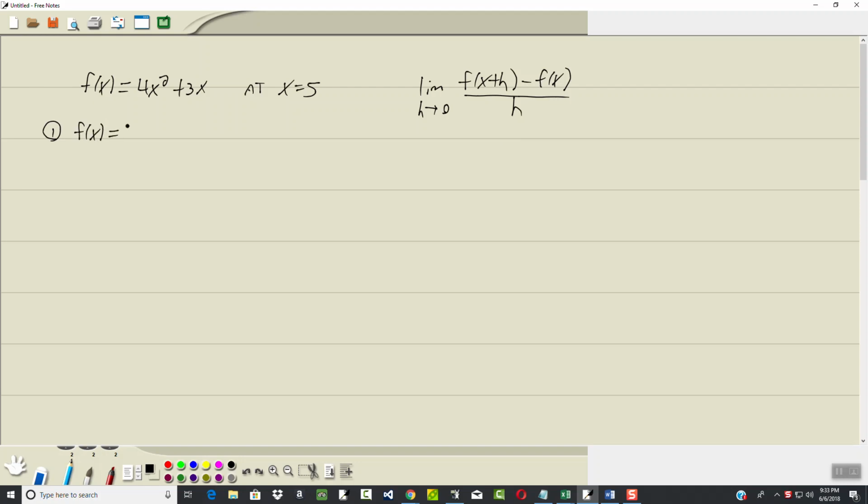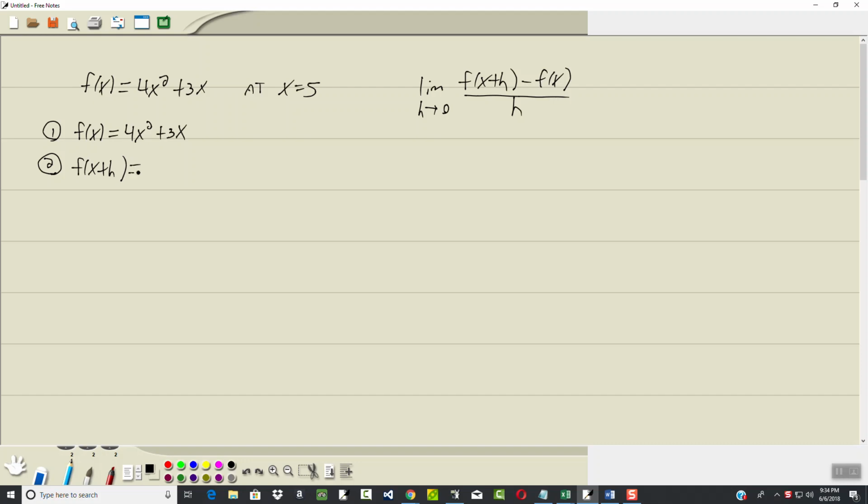Well, f of x is equal to 4x squared plus 3x. Pretty easy, that's a given. I started putting that step in when I'd get questions from students: how do you find f of x? It's given. So now I specifically pointed it out.